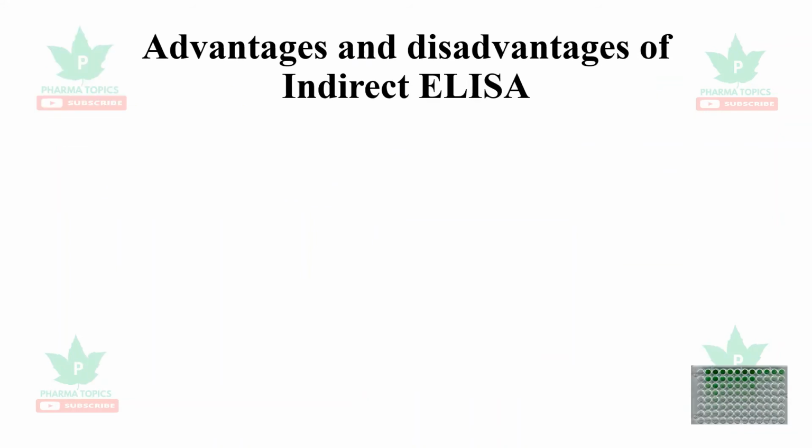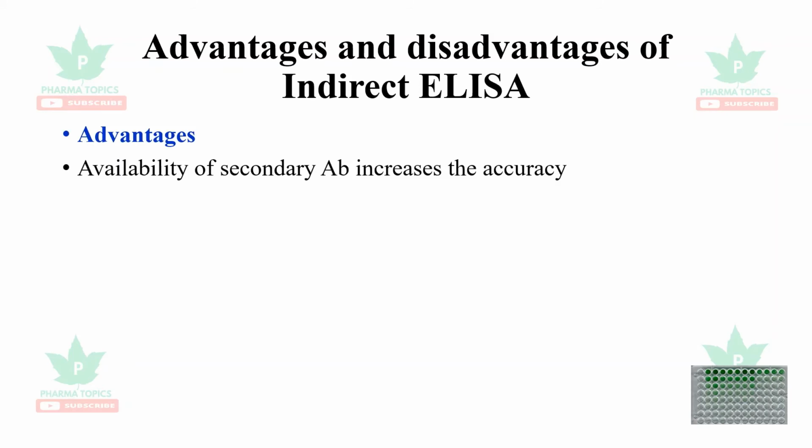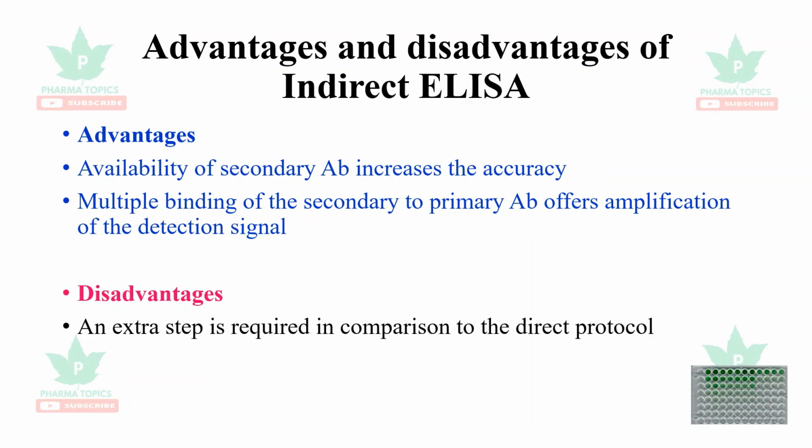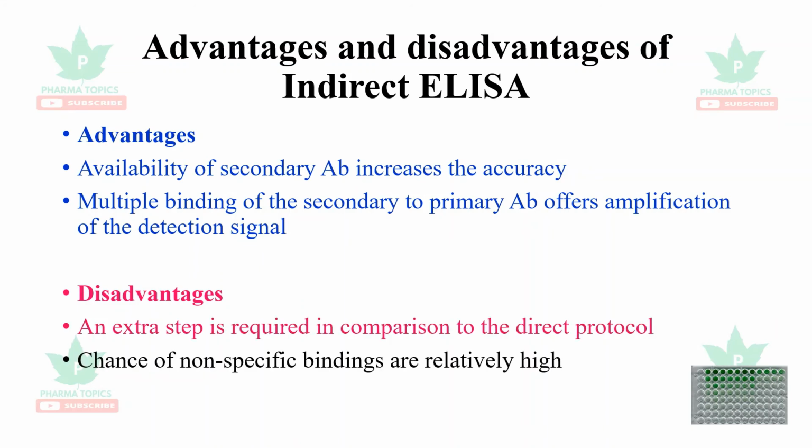The advantages and disadvantages of indirect ELISA are: the advantages are the availability of secondary antibody increases the accuracy. Multiple binding of secondary to primary antibody offers amplification of the detection signal. So a less concentration of the antibody could also be detected. The disadvantages are an extra step is required in comparison to the direct protocol. The chance of non-specific binding are relatively high when compared to the direct method.